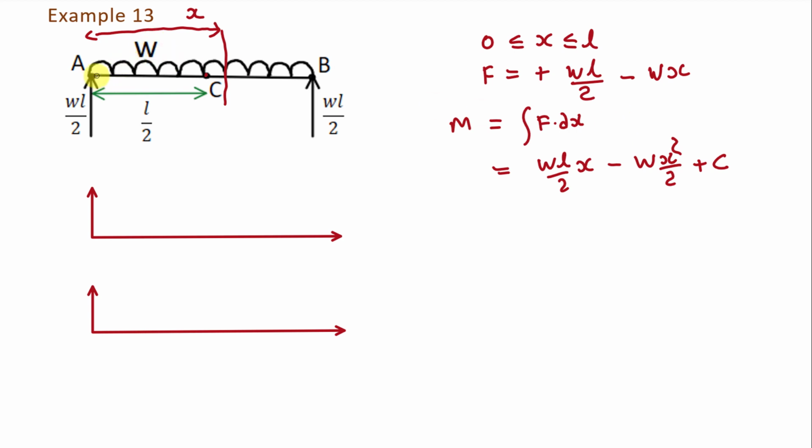And we know that the value of bending moment at point A will be 0. Because at point A, there is no bending moment applied like this. Yes, there is a point load WL by 2 acting on point A, but the distance between point A and the point of application of this load is 0. So finally the bending moment will be 0. So if we put M equal to 0 at x equal to 0, then we will get the value of C equal to 0. So finally our bending moment M will be WL by 2 x minus W x square by 2. Now we are going to draw the shear force diagram here and bending moment diagram here.